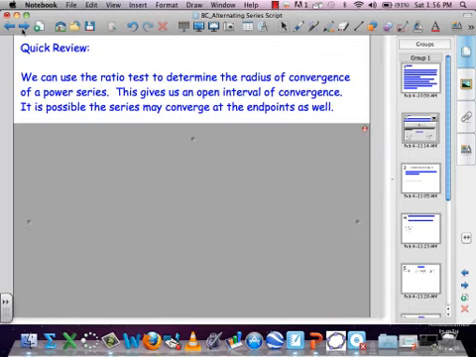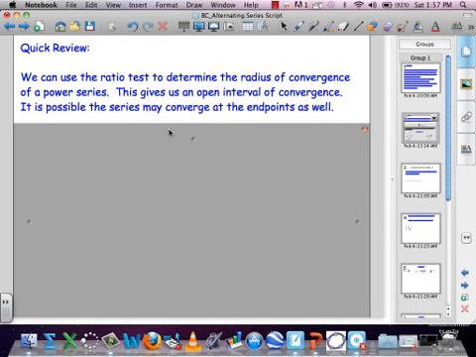Alright, so we left off using the ratio test to determine a radius of convergence, an open interval that's possibly all real numbers. It could be a subset of the real number line, and it also could be just the center. It's really the one that's an open interval that's a subset of the real number line that we're interested in, because that's where we want to test endpoints.